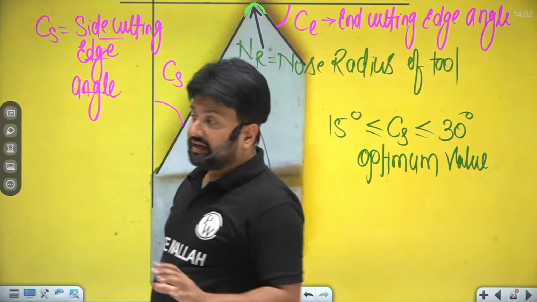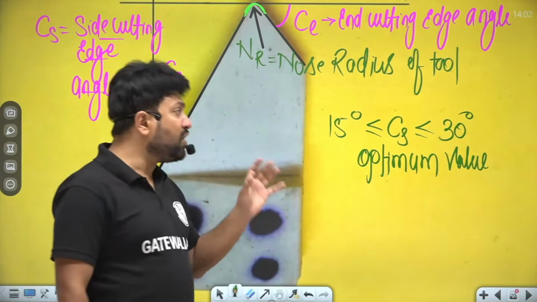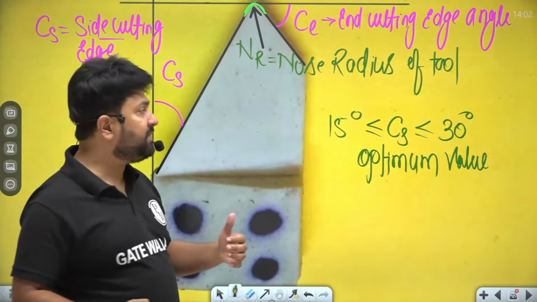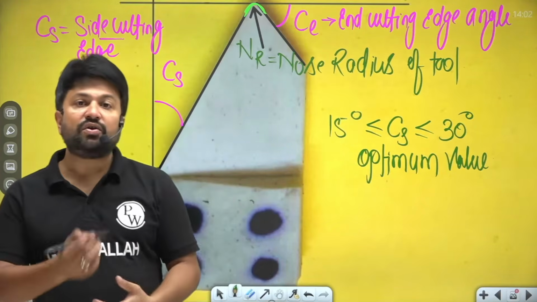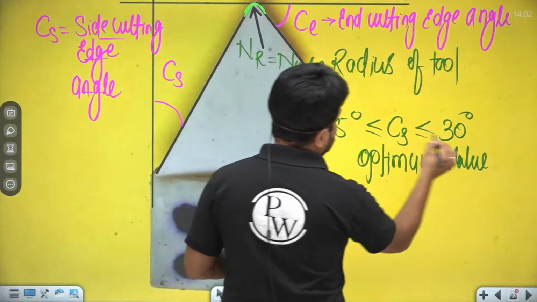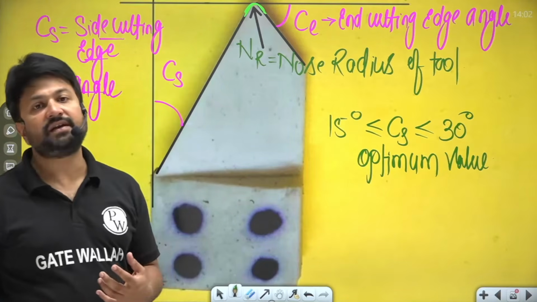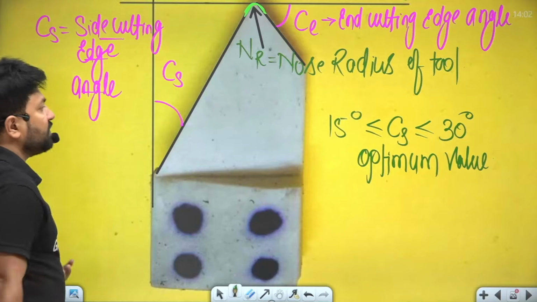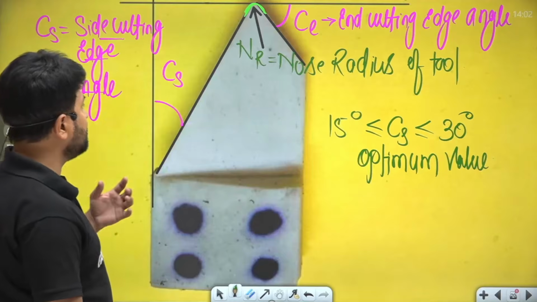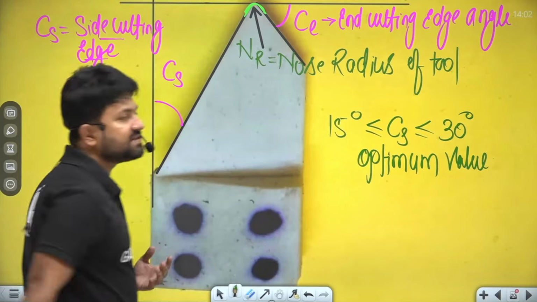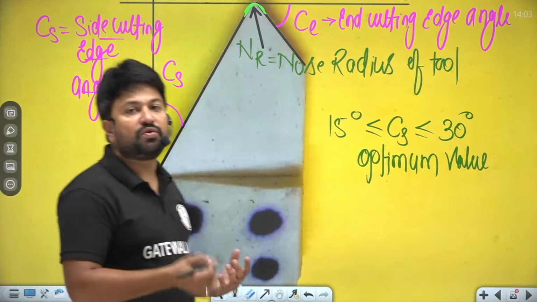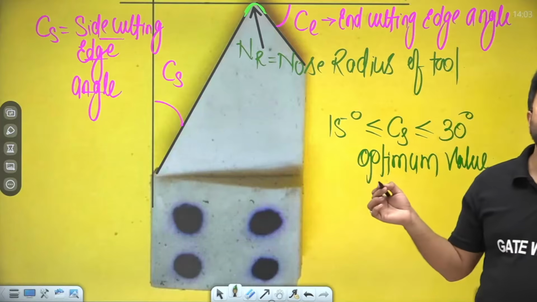It doesn't mean that the value of CS will always lie in this range. The value of CS may be less than 15 degrees, or greater than 90 degrees, but for optimum, good cutting conditions we prefer CS from 15 degrees to 30 degrees. If the value of CS increases, then what happens? The greater the component of force tending to separate the work and the tool material.